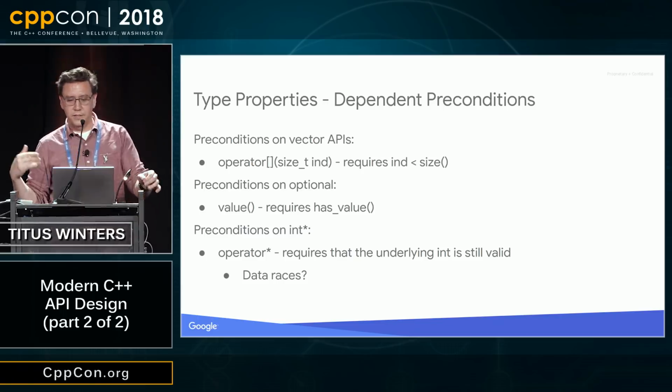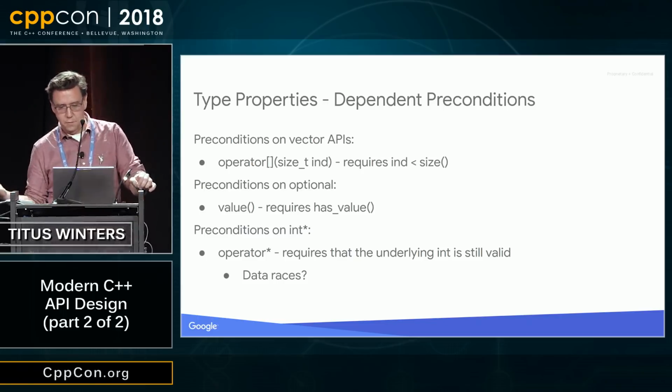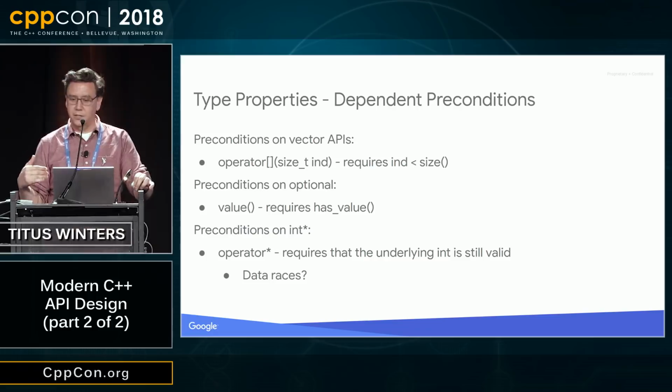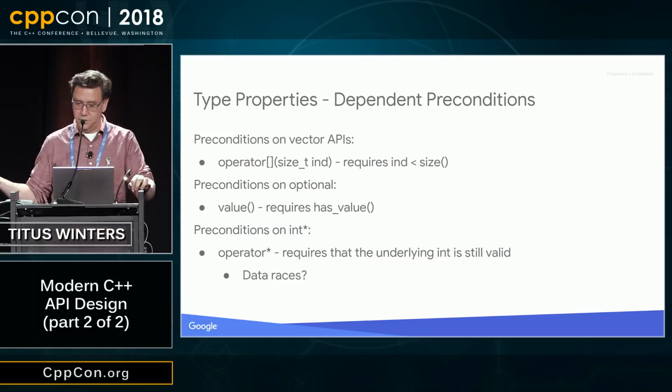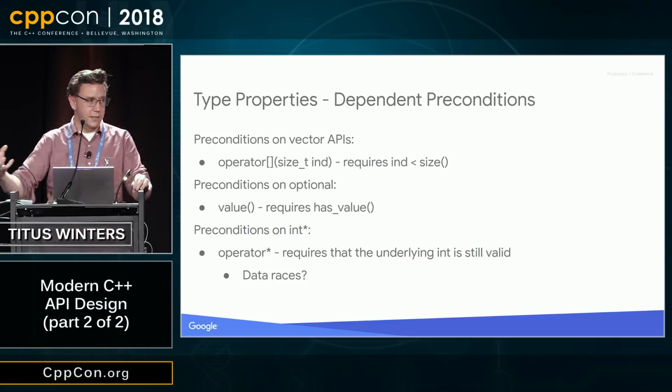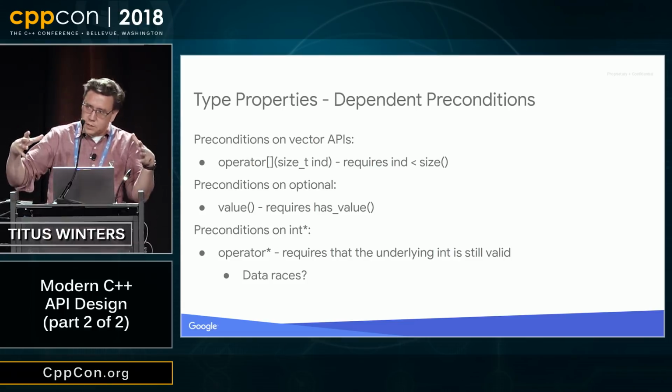Because it has preconditions that depend on data outside of the type, thread safety of int star is more than the API of just int star. We have to consider everything that it is dependent upon. It's a lot of words for a hopefully clear concept.